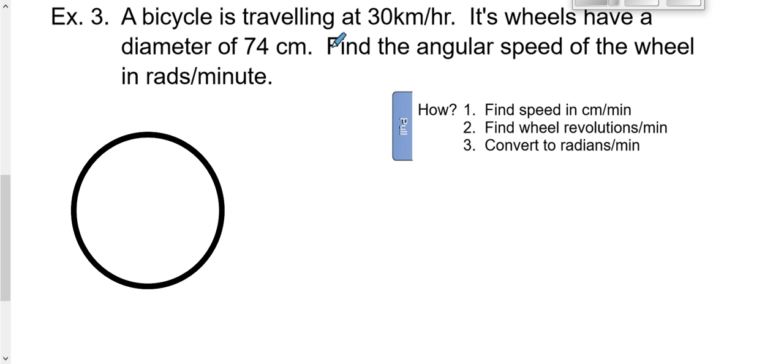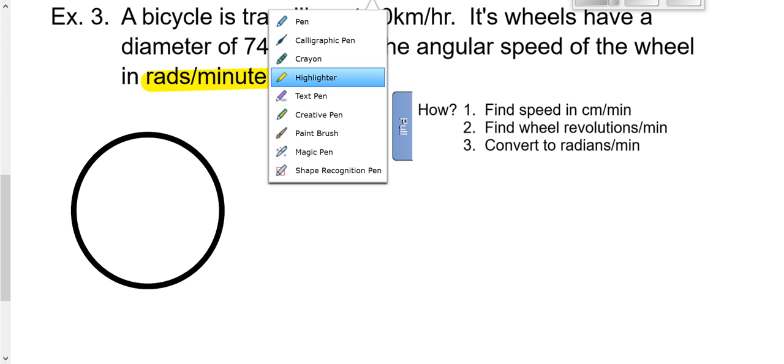Okay, so here's the question. A bicycle is traveling at 30 km per hour. Its wheels have a diameter of 74 centimeters. Find the angular speed. You may not have any background in physics, but who cares? Of course, I don't care. Find the angular speed of the wheel in radians per minute.